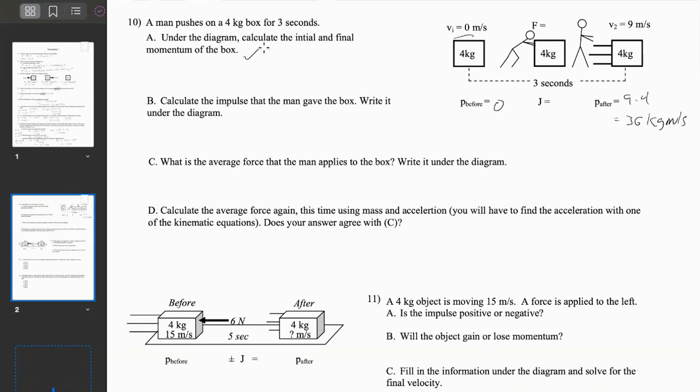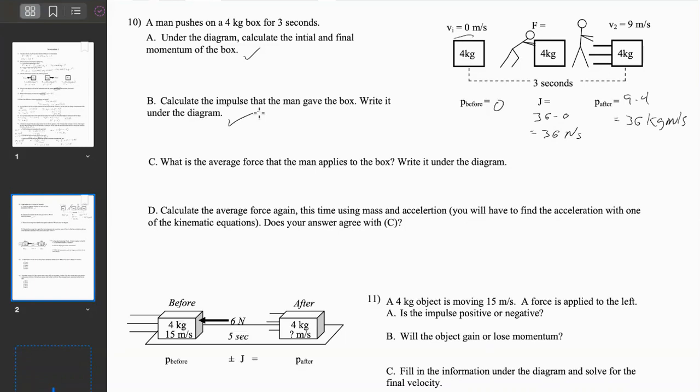So we've done the first thing. Calculate the impulse the man gives to the box. Well, we know impulse is force times time. They don't give us the force, so we know that impulse is a change in momentum. If you go from final 36 minus the initial of 0, 36 minus 0 gets you 36 newton seconds.